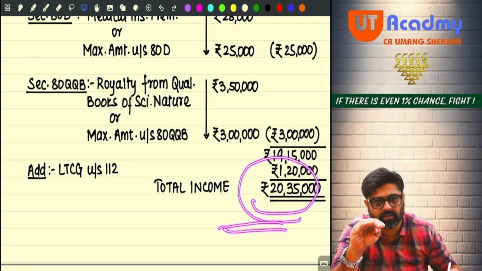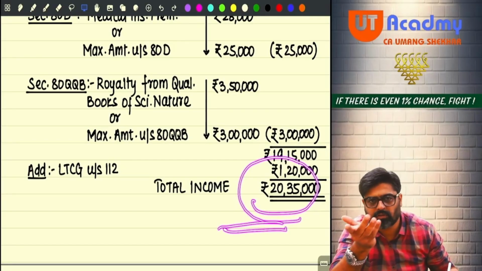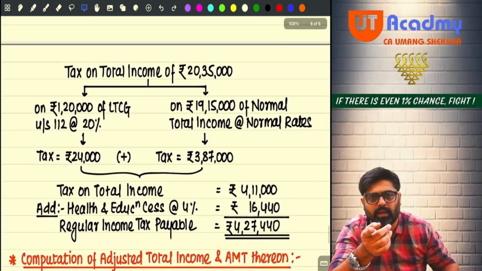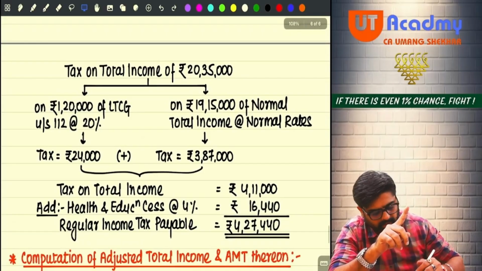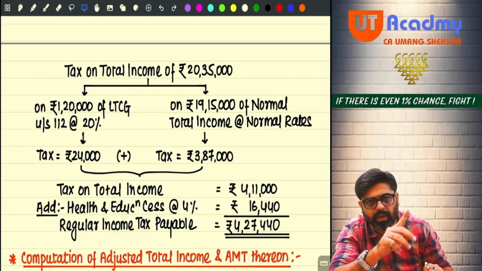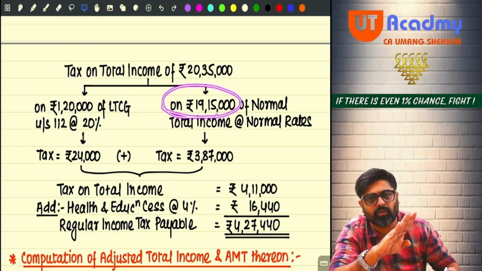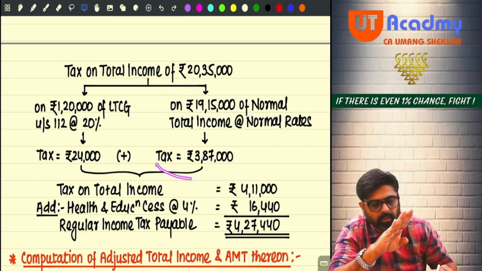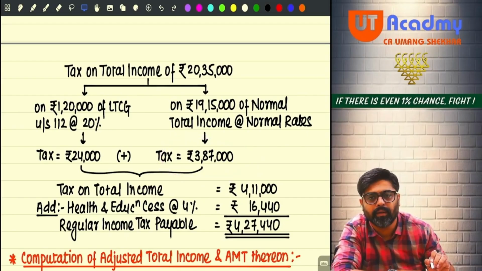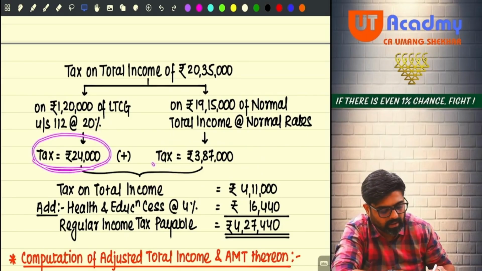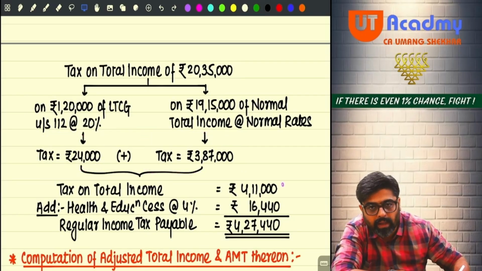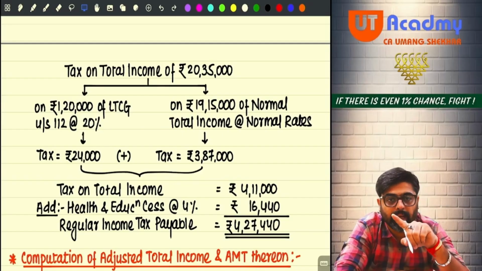Can you apply the tax rates and calculate the tax? We are supposed to calculate the regular total income and regular tax. Out of 20,35,000, on 1,20,000 I will apply 20%. This is my tax on long-term gain. And on the balance 19,15,000, I will apply normal rates. So my tax will be 3,87,000. I'm not going to do these calculations now; you know this calculation. The tax on LTCG and the tax on my balance income, both taken together, will give me 4,11,000. That is my tax on total income.